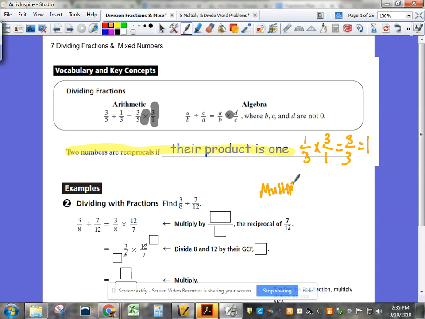multiplying by the reciprocal. So this is like a really big deal.